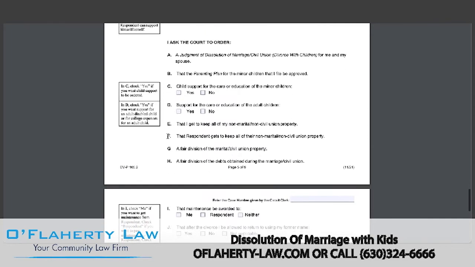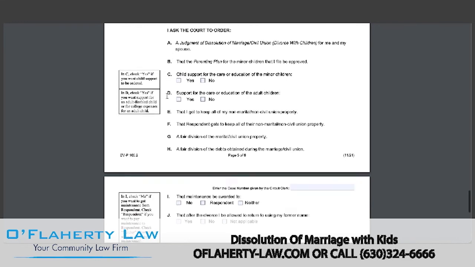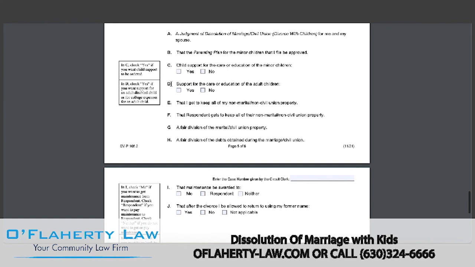Now, this last section here is called a prayer for relief. This is all the things that you will be asking the judge to grant. You will want to click yes or no if you're seeking child support for your minor children, if you're looking for support for the care or education of adult children if they're disabled or still in high school.